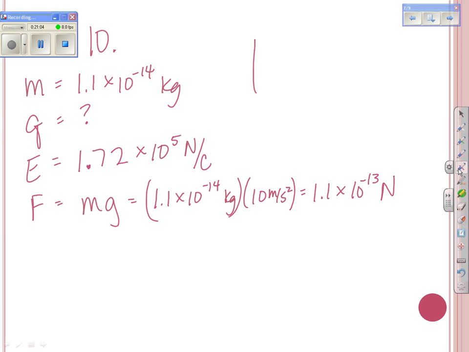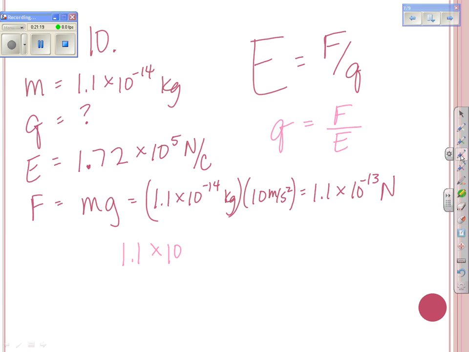There's a formula that says E equals force divided by Q. So we could rearrange that to say Q equals F divided by E. Then we're just doing 1.1 times 10 to the negative 13th newtons divided by our electric field of 1.72 times 10 to the fifth newtons per coulomb. The newtons cancel out, and you end up with an answer of 6.4 times 10 to the negative 19th coulombs.